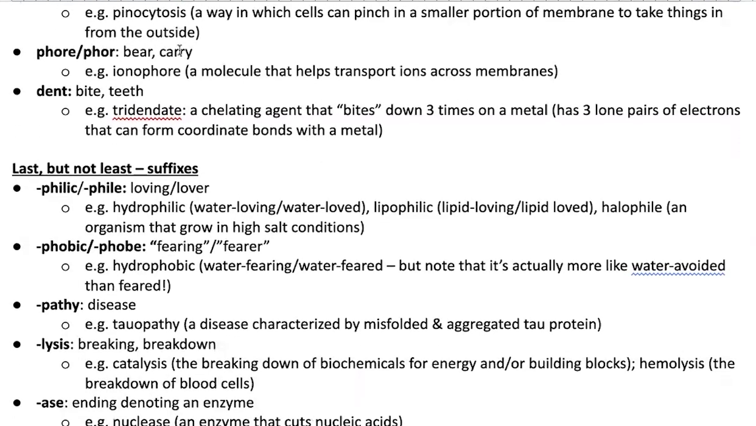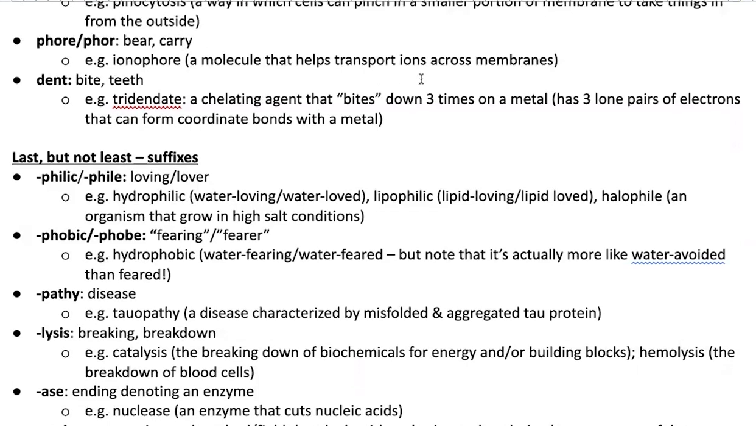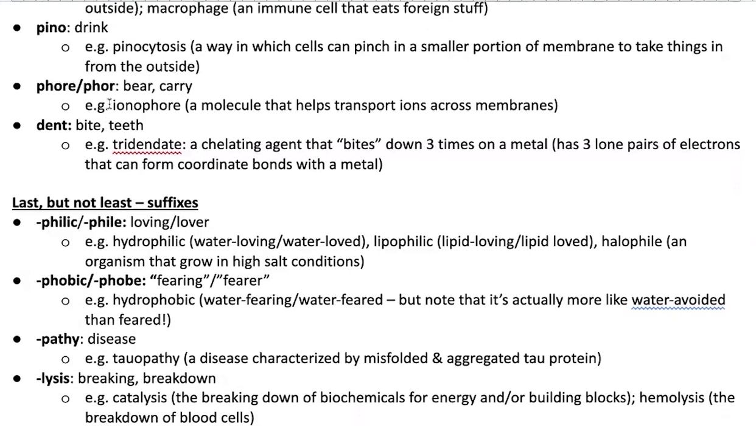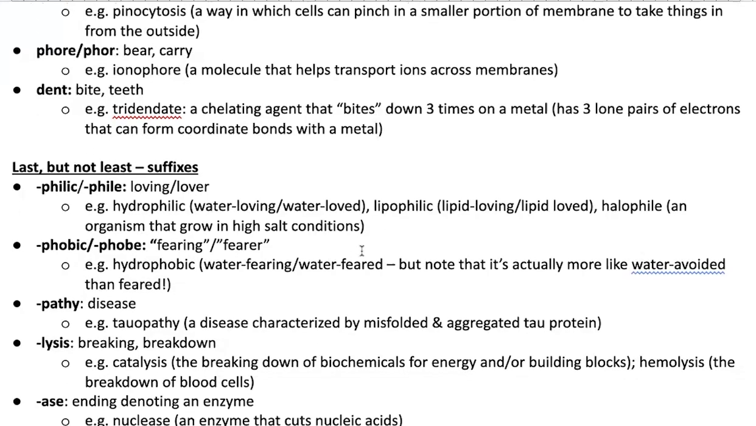Fore, this is barrier, carry. So an ionophore is a molecule that helps transport ions across membranes. Dent, think about going to the dentist, you're thinking about biting or teeth. And so something that is tridentate, so tri, three, dent, bite or teeth, would be a chelating agent. Chel is going to be like claw, so you've got a chelating agent that bites down 3 times on metal. It's got basically 3 lone pairs of electrons that can form these coordinate bonds to hold a metal in place.